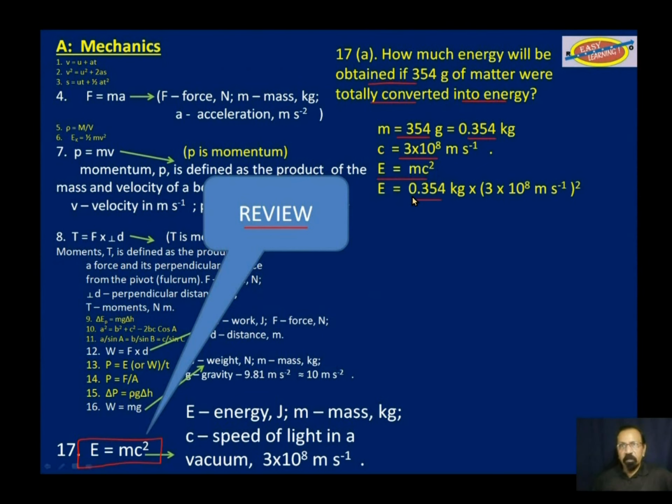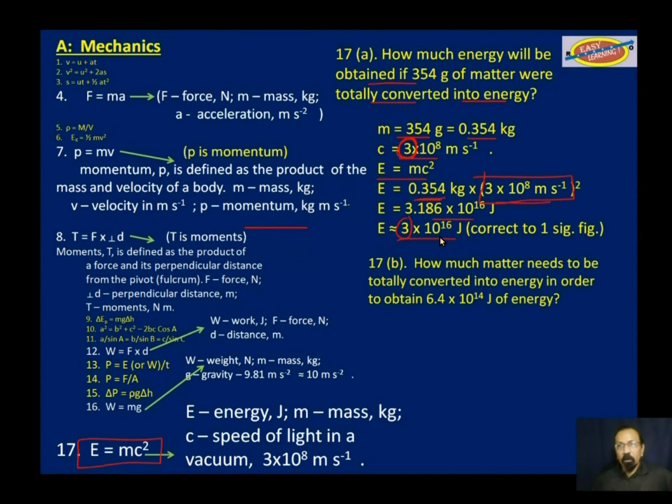We substitute the numbers we are given, and we get 3.186 exponent 16 joules. Since we only have one significant figure here as the factor with the least significant figures, we are only allowed one significant figure, and so this is our answer. Let's look at another example. How much matter needs to be totally converted into energy in order to obtain 6.4 exponent 14 joules of energy?